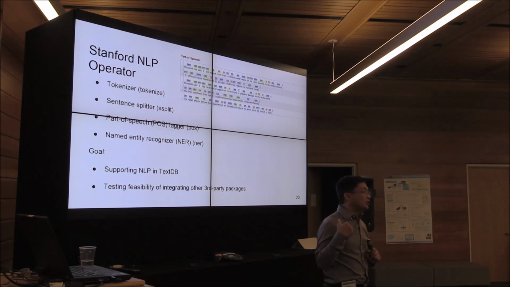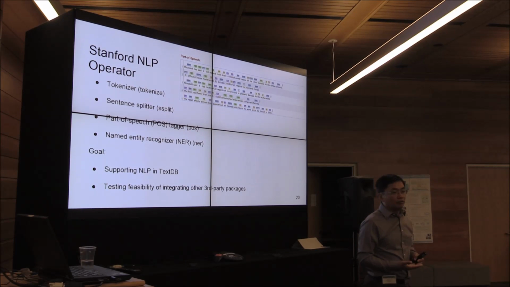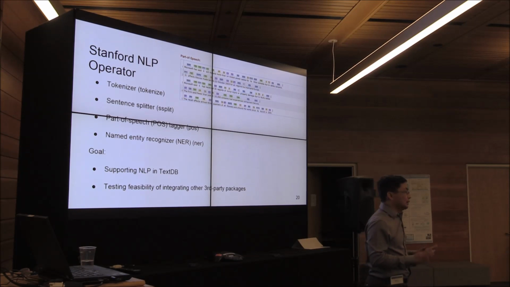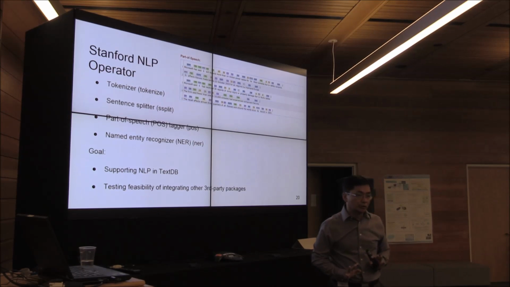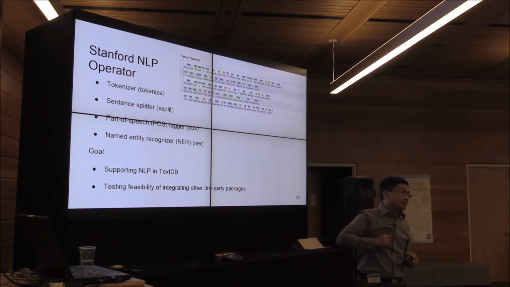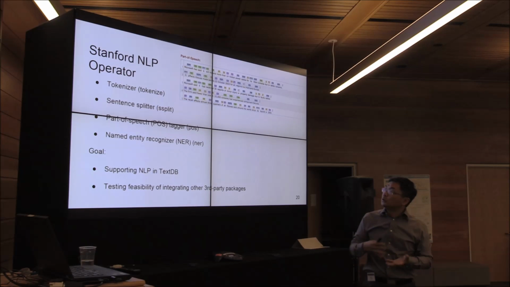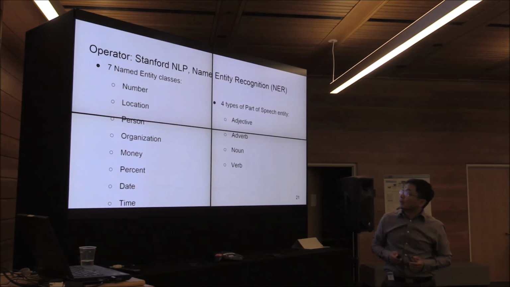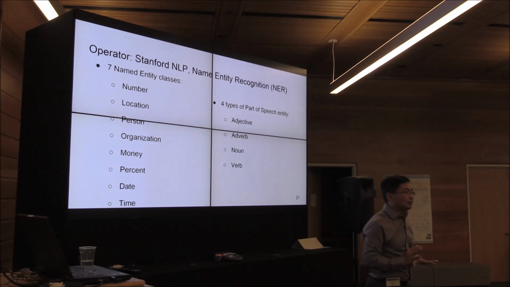If we can succeed with this package, then we are more confident that we can also include other packages into our framework, as long as the license agreement is good. And we succeeded in this experiment. So here, we know this is what the Stanford NLP package can do: very advanced analysis of your text documents. And what we did initially, by using this package, is we were able to do two kinds of entity recognition.